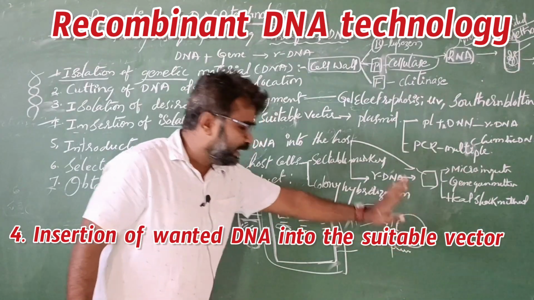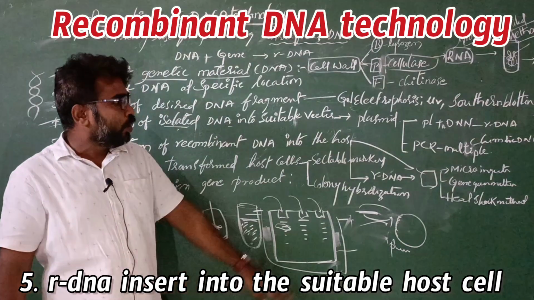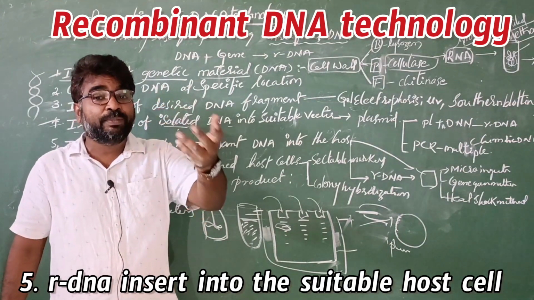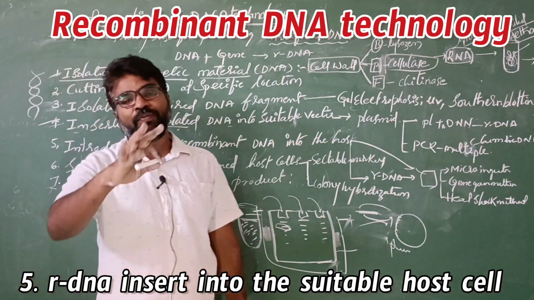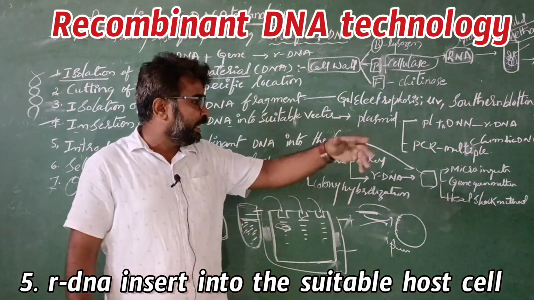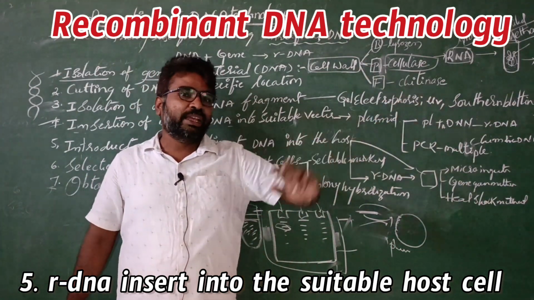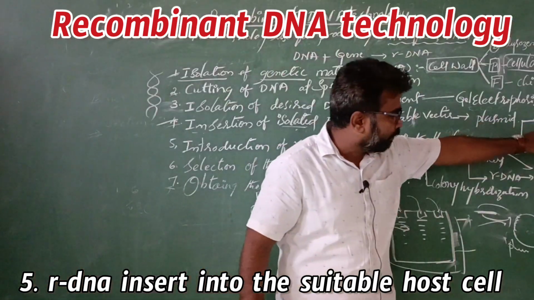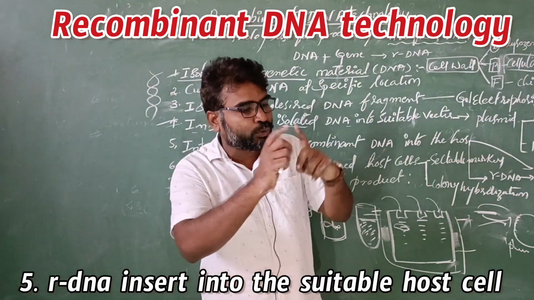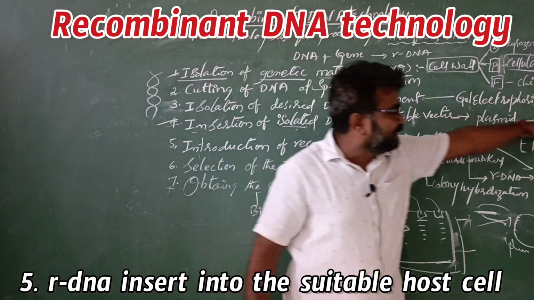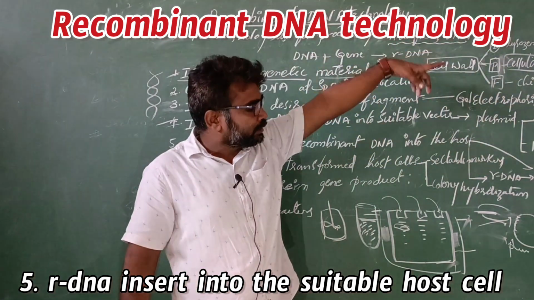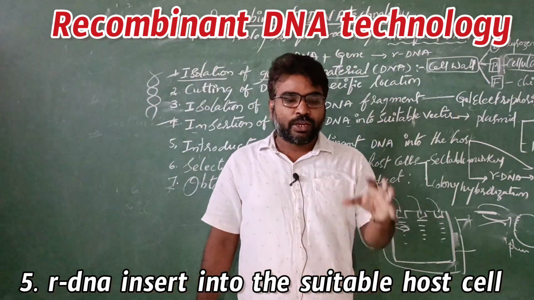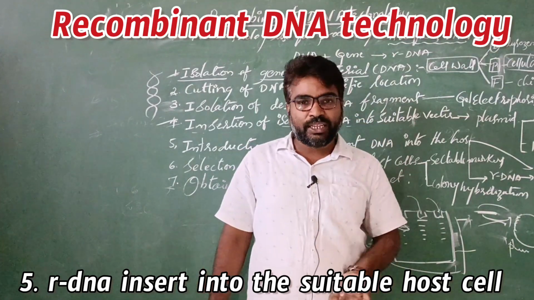Now we have the vector and DNA, plasmid plus DNA, so rDNA will be formed. Recombinant DNA will be formed here, which we call chimeric DNA or rDNA. Why do we call it rDNA? The plasmid is also a DNA, and our wanted DNA segment is there. These two are combined to each other. That we call a recombinant DNA. We also call it chimeric DNA.